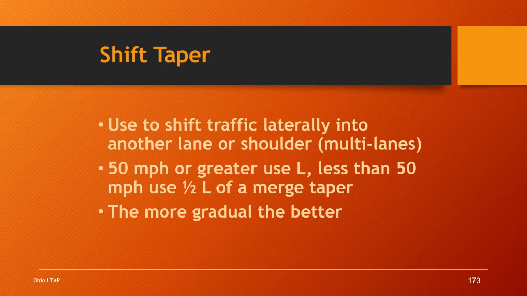All right, let's talk a little more about a different type of taper, and that's the shifting taper that we saw in some of these typical applications. We use the shifting taper to shift traffic laterally into another lane or even on the shoulder. Usually it's either on the shoulder or into a lane that was going the other direction. And so at 50 miles per hour or greater, we use L, which is equivalent to the length of a merging taper. Or if it's less than 50 miles per hour, 45 or lower, you can use half L. So half the length of a merging taper. And the more gradual, the better, it says.